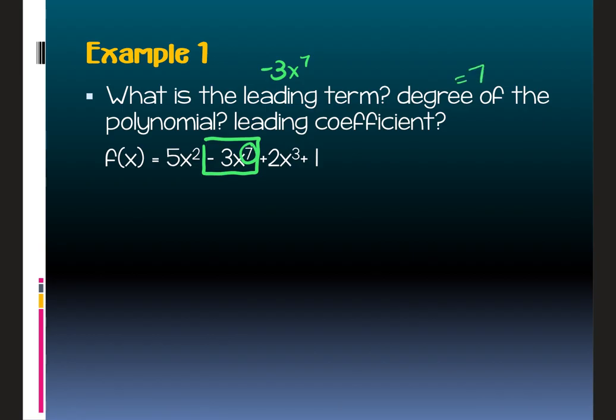And the leading coefficient is the constant on the front of that, which would be what? Negative 3. Sign is important, okay? Sign goes with it. So vocab terms there. Leading term is the whole thing. Degree is the highest exponent. And the leading coefficient is the number on the front.